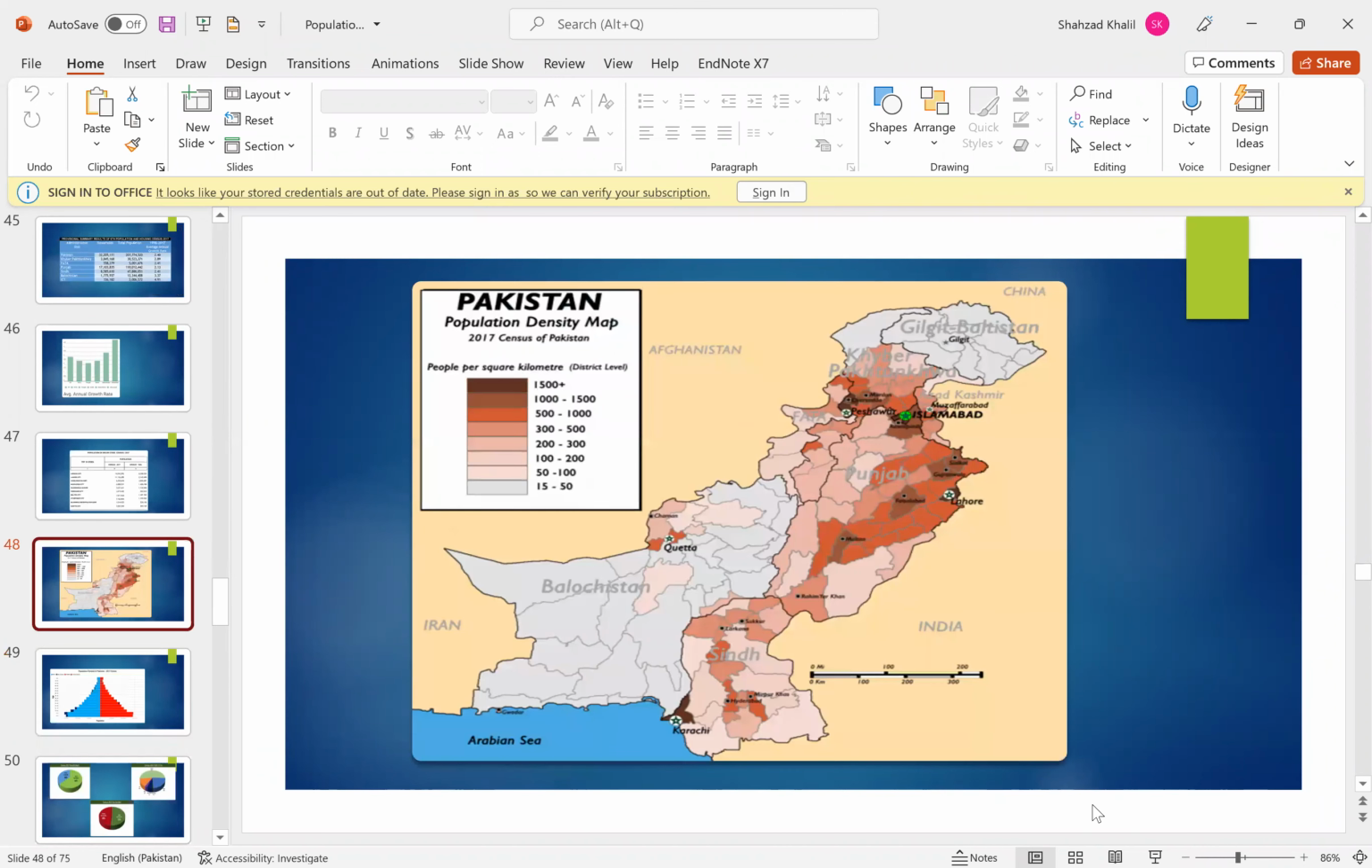This is the Pakistan population density map 2017, showing people per square kilometer at district level. Dark brown is 1500 plus, and red is 500 to 1000. You can see the areas are basically Punjab, Islamabad, a little area of Khyber Pakhtunkhwa, and Sindh. So this is the population density map.